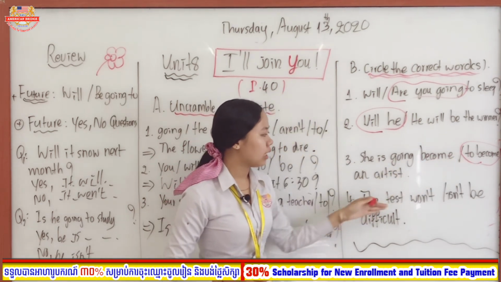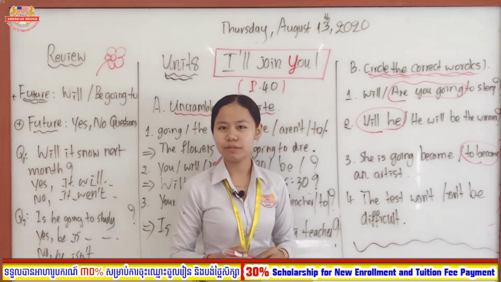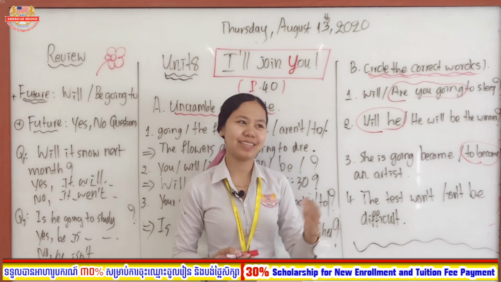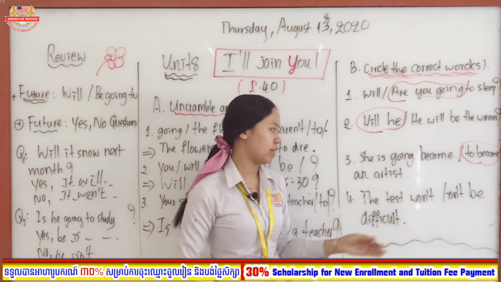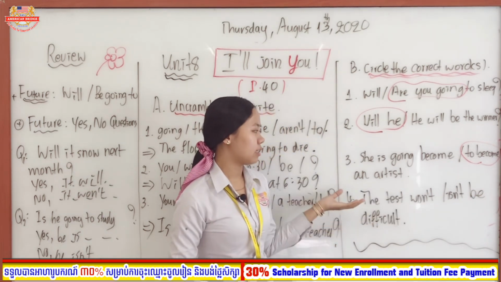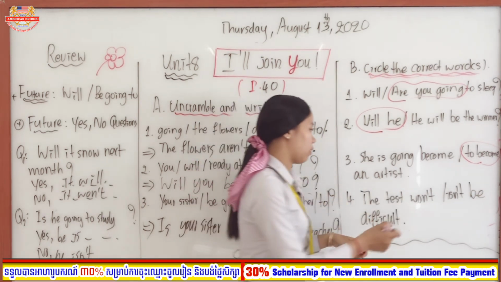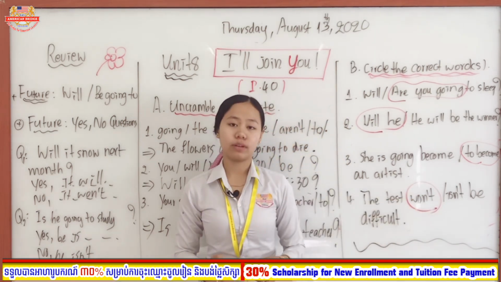Okay, number 4: the task won't or isn't be difficult. So won't or isn't be. We study only will and be going to, right? So isn't be here is not correct. The correct answer, very good, is won't. So: the task won't be difficult, right?